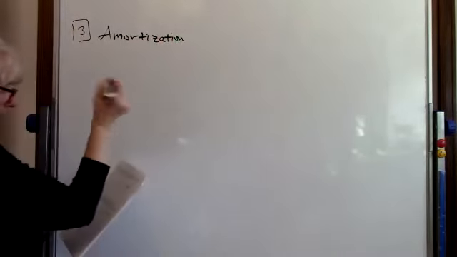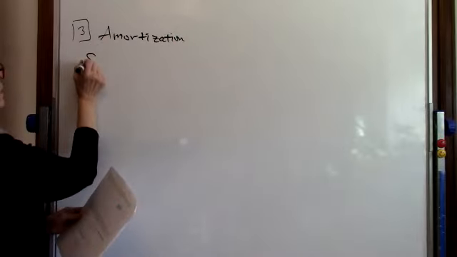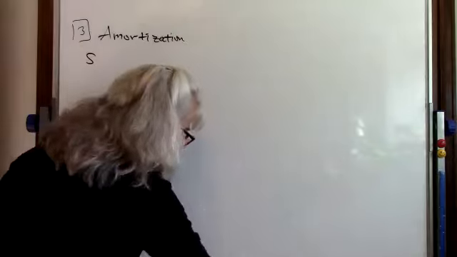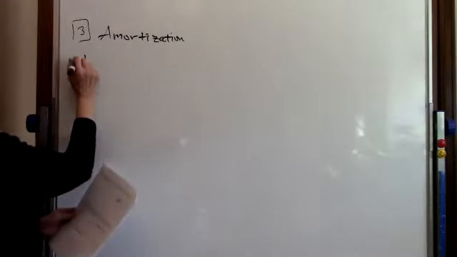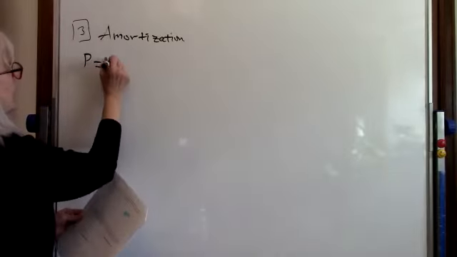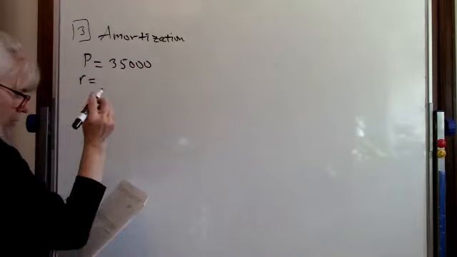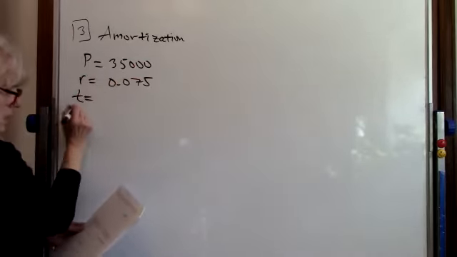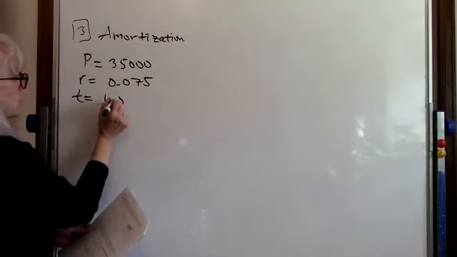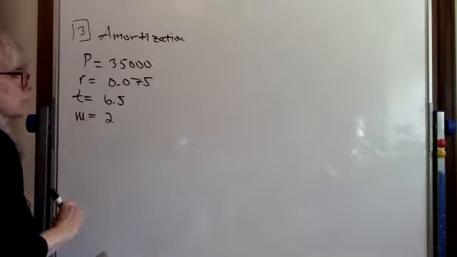Okay, and so we have, let's see, what do we need? We need P, make sure I use the right letter, P, which is equal to the 35,000. That's what I have up front. We know little r interest rate was 0.075. We know T is for 6.5 years, so 6.5. And we're doing, I think it's semi-annual, so M is equal to 2.